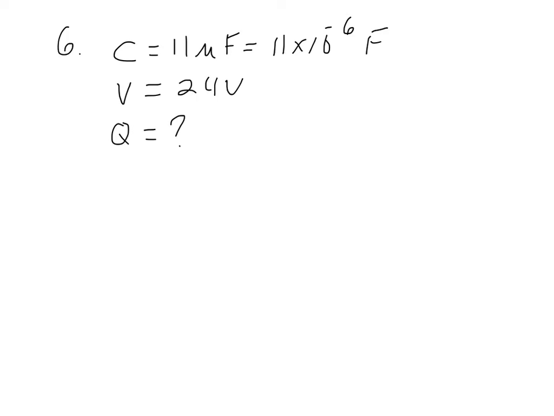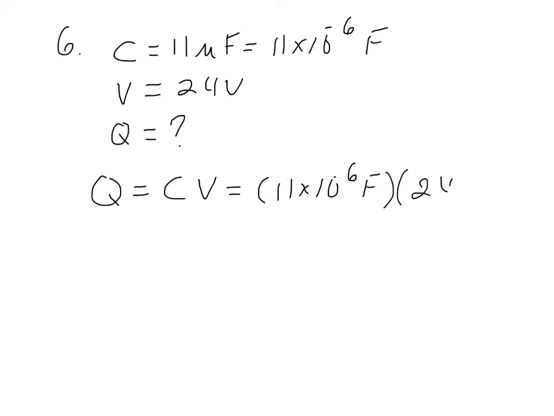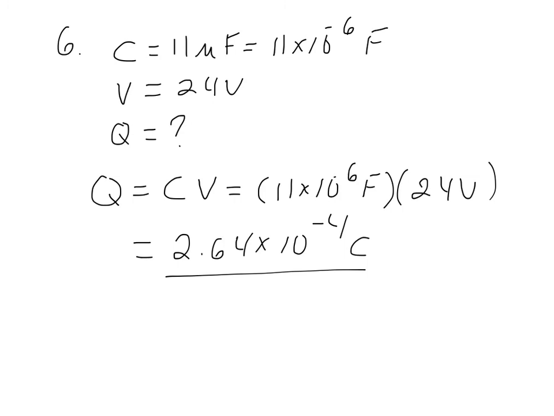So the equation we're going to use for this is Q, the charge, equals capacitance times voltage. So our capacitance is 11 times 10 to the negative 6th farads. Our voltage is 24 volts. And when we do that math, we get the charge on each plate of the capacitor is 2.64 times 10 to the negative 4th coulombs. So that's our answer. Alright, so that's our 7.1 honors quiz review.